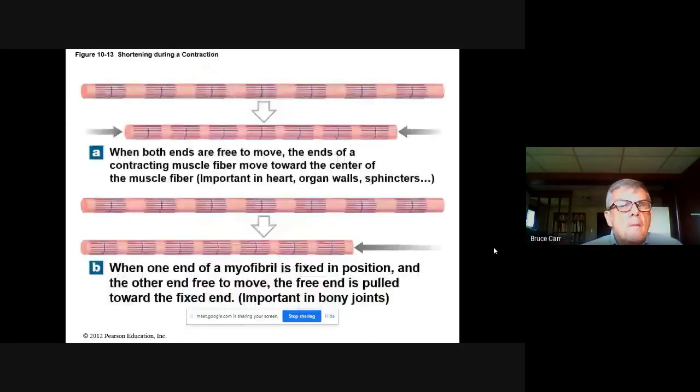If this myofibril that you see here is stimulated and it is not anchored to a hard structure, then basically the myofibril contracts around its center. It pulls in both ends. This is important in soft structures like the heart or other organ walls. The digestive system, the respiratory system, the urinary system, the reproductive system, all can have smooth muscle walls, and those smooth muscles contract to produce movement.